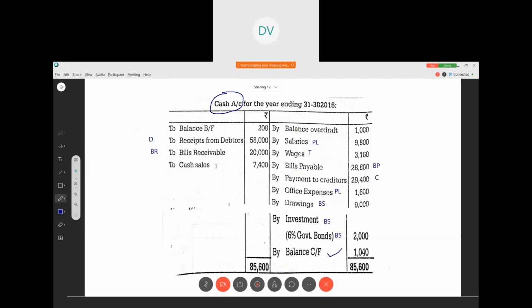Then salaries, profit and loss account; wages, trading account; bills payable account; payment to creditors account; office expenses, profit and loss account; drawings, balance sheet; investment, balance sheet. They have given specifically 6% government bonds.